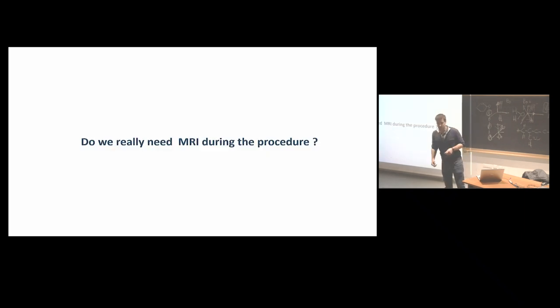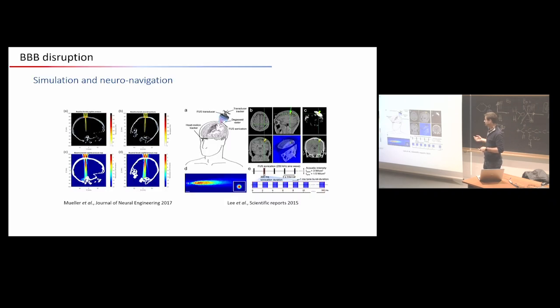But the question now is, do we really need MRI during the procedure? Because if you remember, I showed you the hexablade system. We showed that MR was interesting because it allows thermometry during the protocol. Here we are not doing thermal ablation, we are just opening, so we don't really need to control the thermometry. So now we are working with different people on approaches to do this without MR.